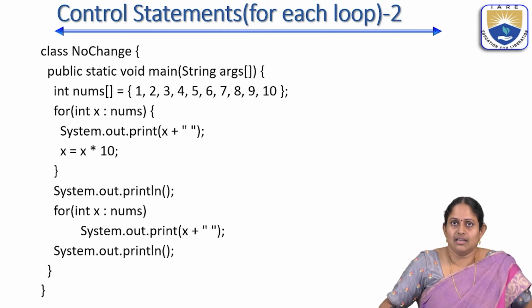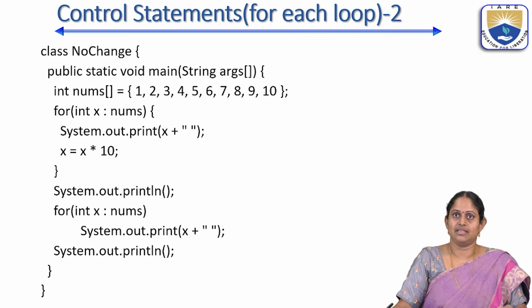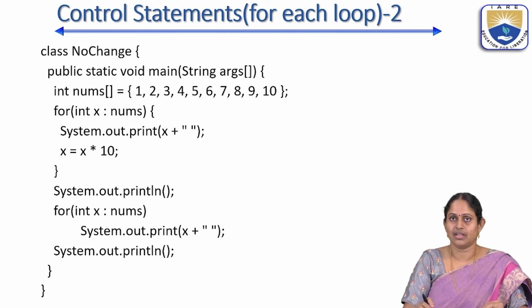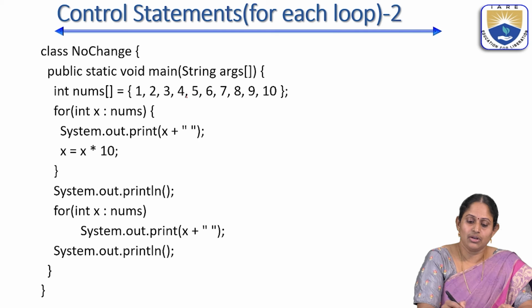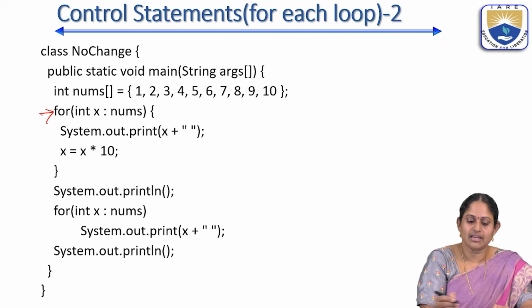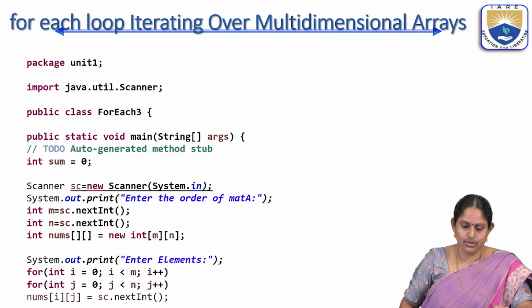Now there is some problem while using the for each loop. We can only iterate over the collection. We cannot edit the collection using the for each loop. See, for example, we are retrieving the values, right? We are retrieving the values.